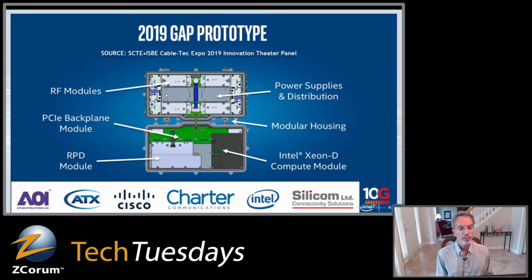This is also from that same presentation. So this is just showing what a prototype looked like. At the show last year, these companies that you see at the bottom here actually put together a prototype enclosure. It was not a production model, and they basically used off-the-shelf stuff, but they made a prototype of this gap enclosure. In this case, it was for a remote PHY kind of application, and that's probably going to be the first application that you're going to see on this.